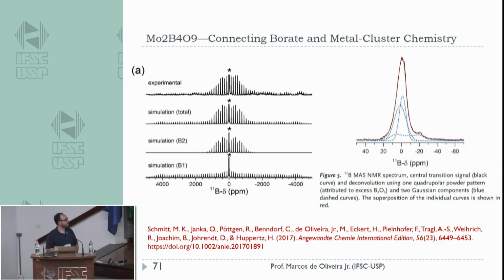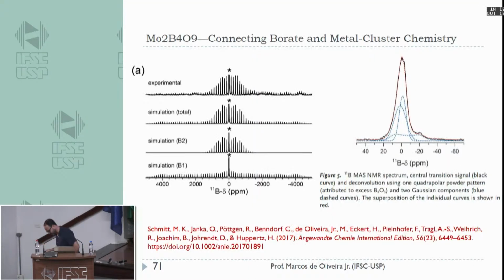For boron-4, we can also get information from those spinning sidebands that I was speaking about. These spinning sidebands mimic the line shape we would have in the static spectrum. From this distribution of line shapes, we can also get information about the quadrupolar coupling, and then we can resolve different species, even when it's not possible from the central transition line.